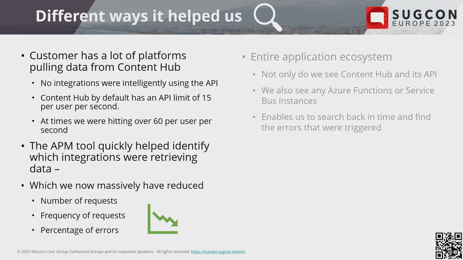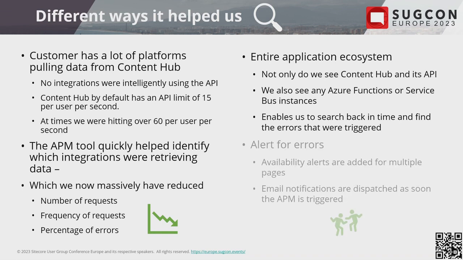The last point here, though, is the customer now has the information, so they can see a snapshot of their entire application. Whether this is the functions, the service bus, or Content Hub itself, they see everything all together. And now they get the alerts. So, I mean, that's the key.